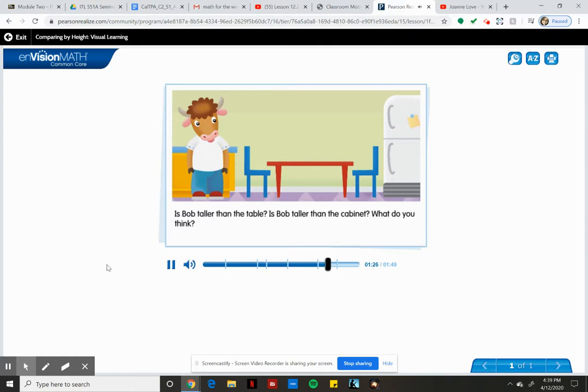Is Bob taller than the table? Is Bob taller than the cabinet? What do you think? So scholars, is Bob taller than the table? Is he taller than the cabinet? Or is he shorter than the table and shorter than the cabinet? Or is his height the same? What do you think? You can see if you are as tall as your friend. You can compare to find out if your teacher is taller than you. Try it on your own.